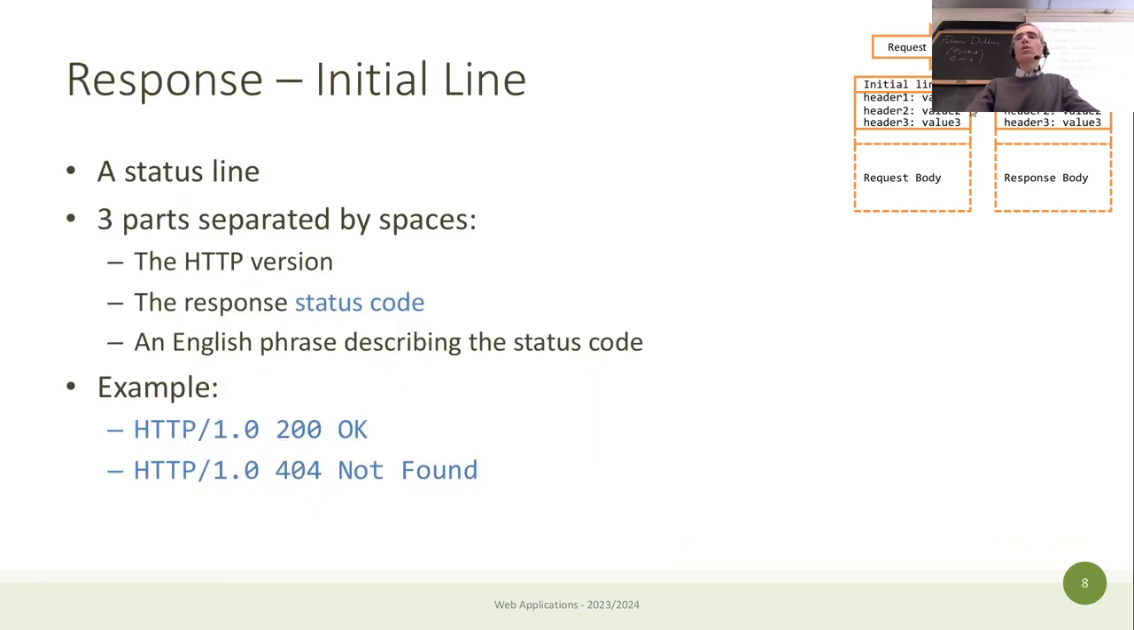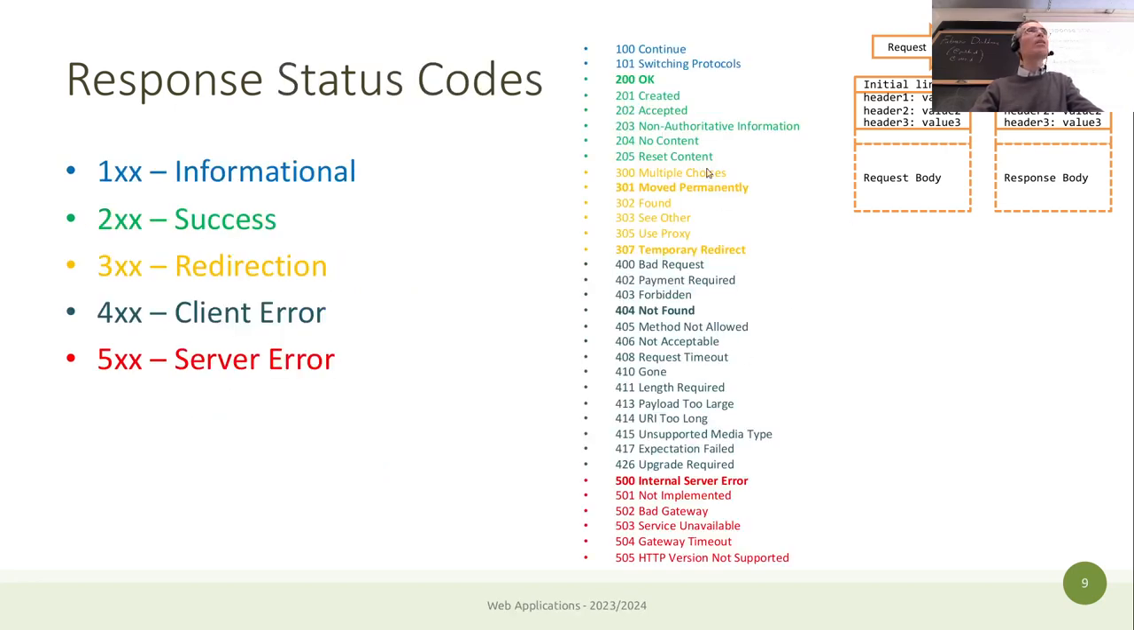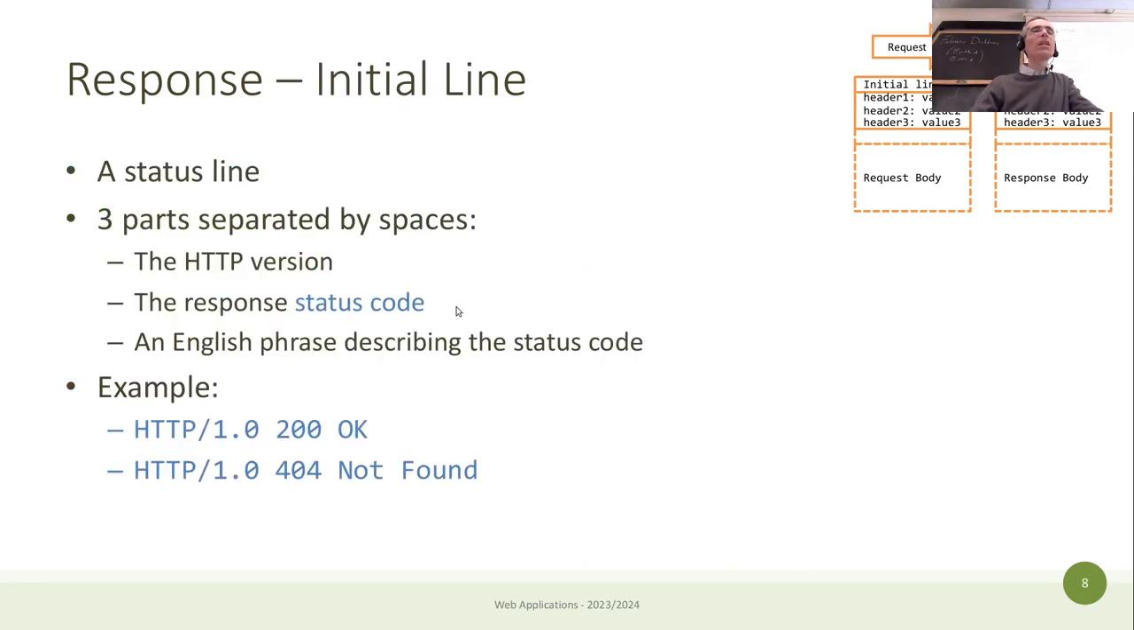Okay? So, let's go to the response and then we will come back with some examples on how to use the HTTP methods. In the response, the first line is a status line, like here: HTTP version, status code, and an English phrase that says something about the status code. These are already coded. There are many of them. If you go to the standard, there are a lot of them, actually. But again, we will use just a few.